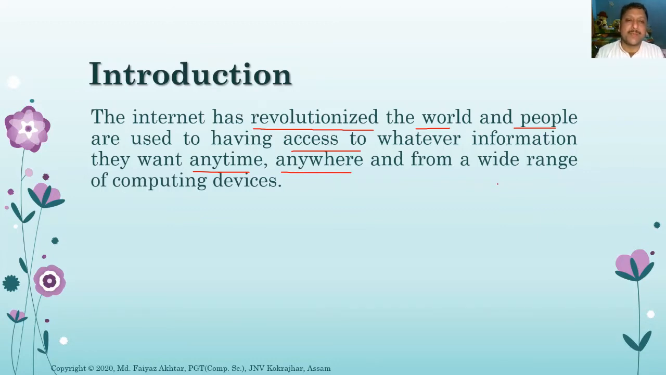Also we can use a wide range of computing devices. For example, we can use mobile phones, laptops, computers, desktops, and so many others. Even television can give you lots of information also. So this is known as online access. Through the internet we can do these things.